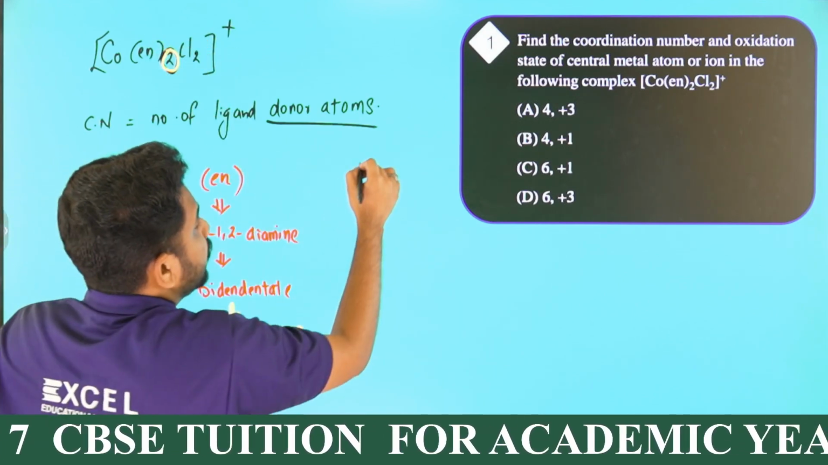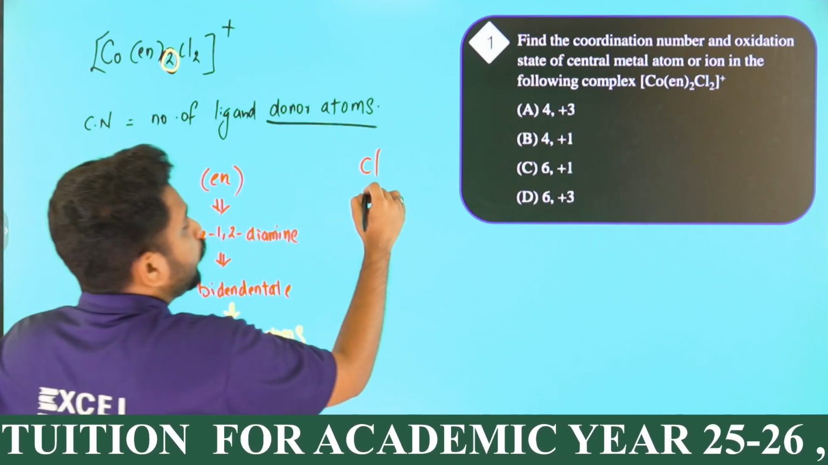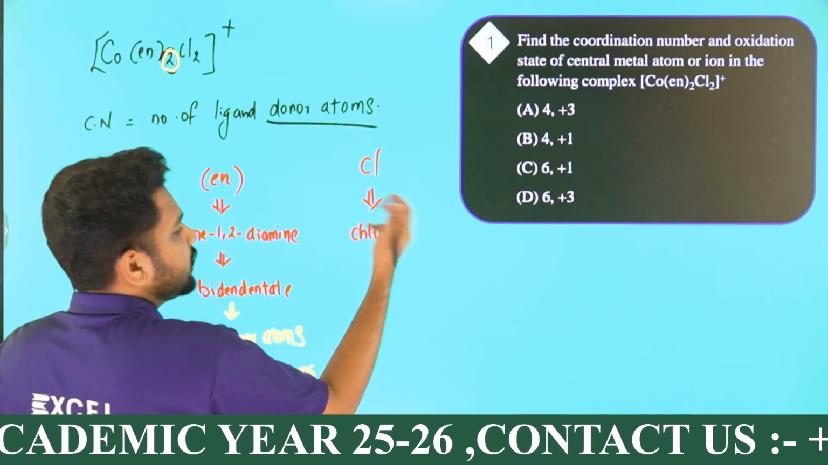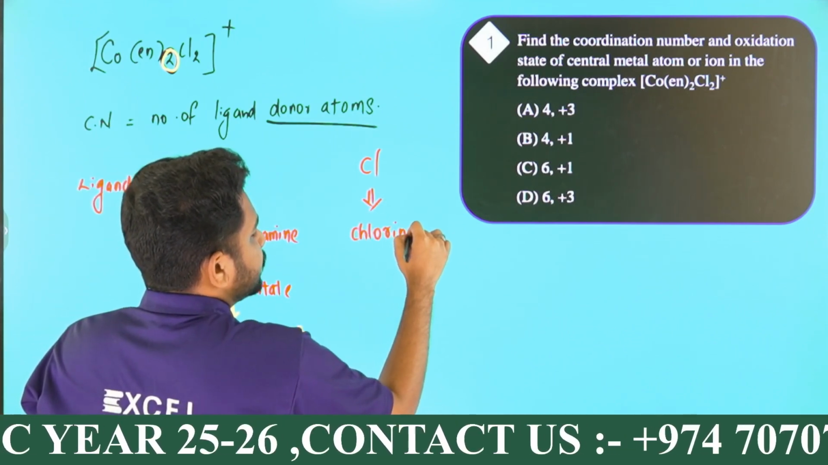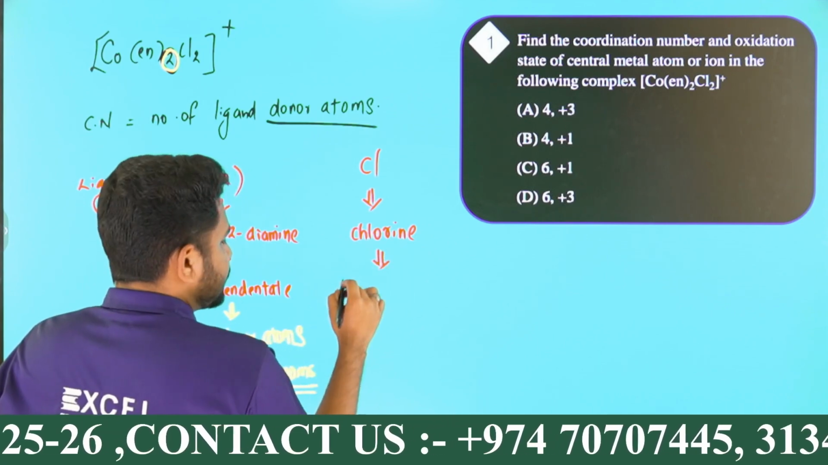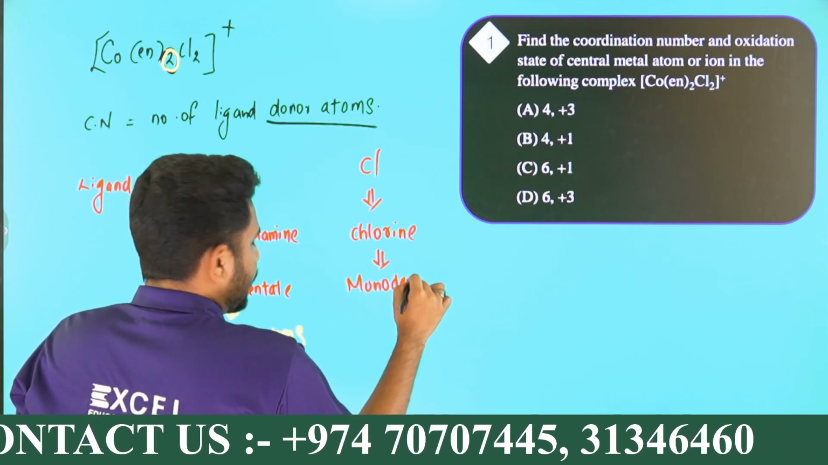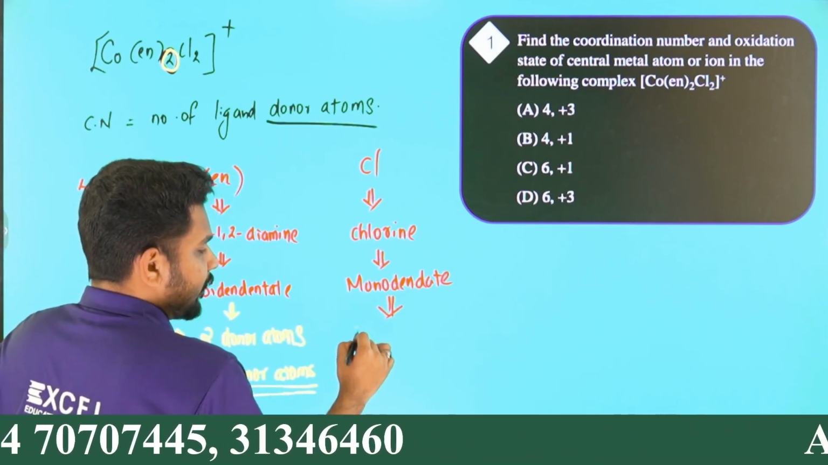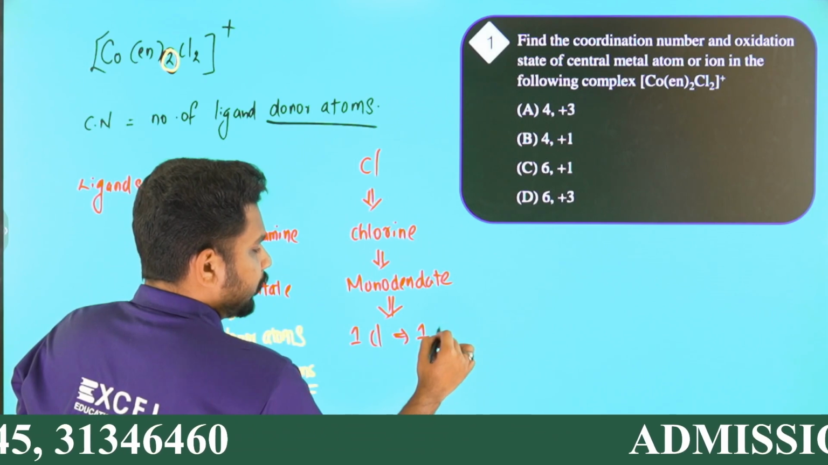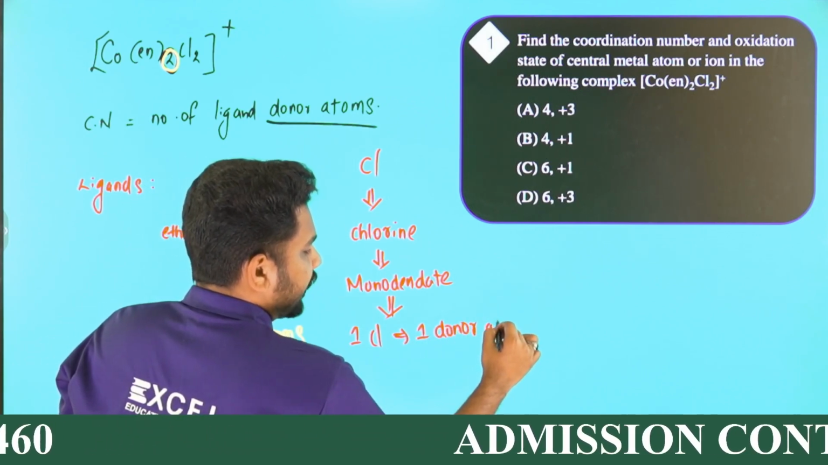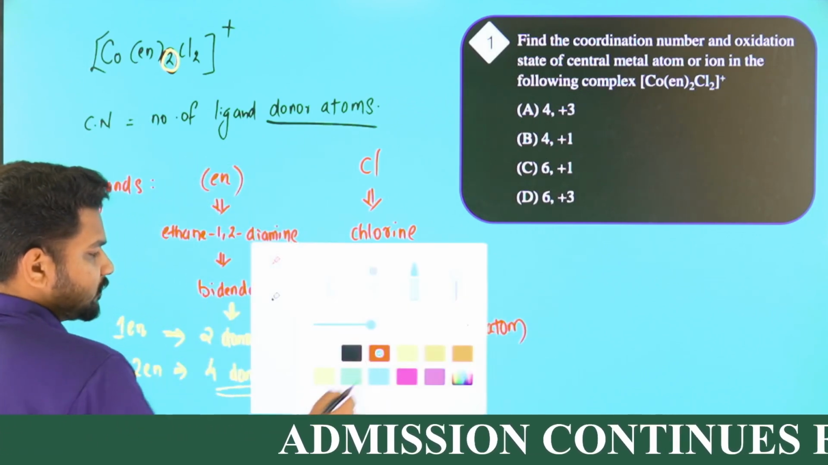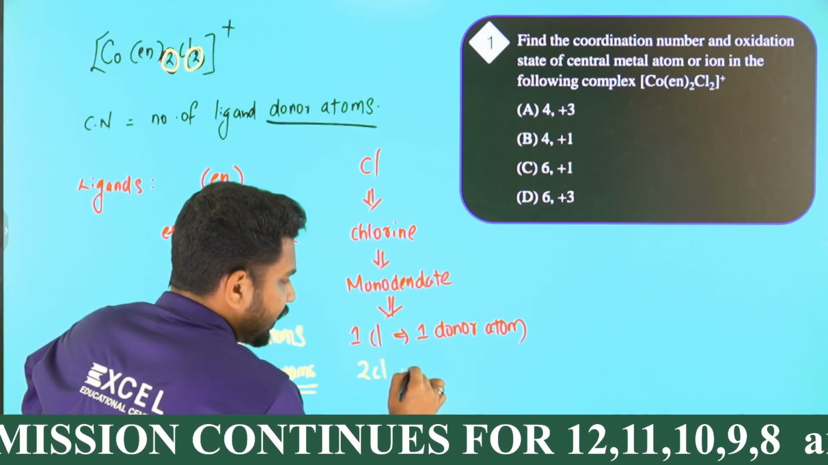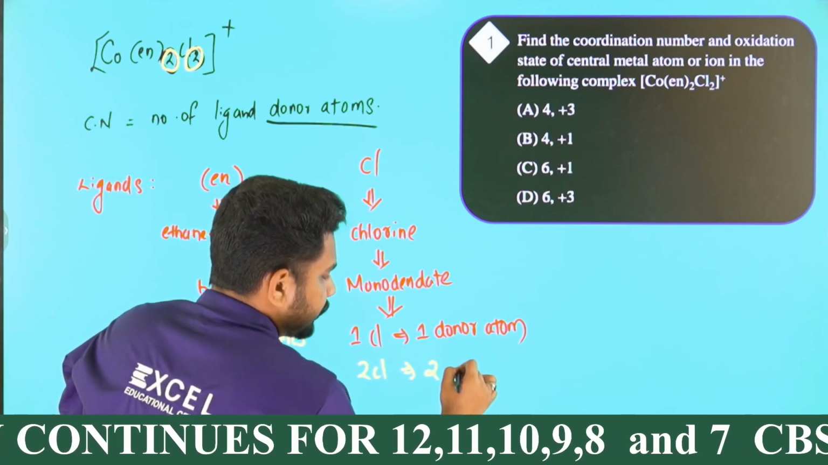Then what's next? What is the next ligand? Chlorine is the next ligand, and chlorine is a monodentate ligand. You can see this is a chloride ion. It is a monodentate ligand, and since it is monodentate, one chlorine will have 1 donor atom. How many chlorines are here? 2 chlorines are there, right? So 2 chlorines will have a total of 2 donor atoms.